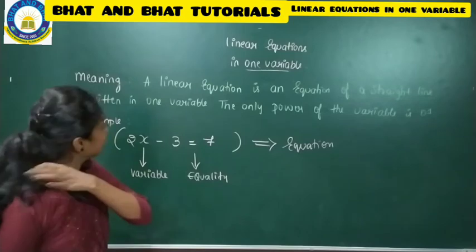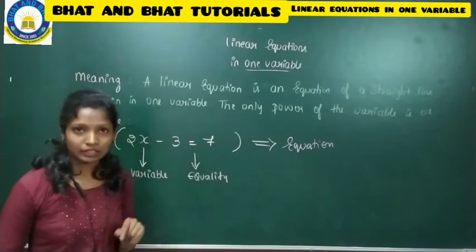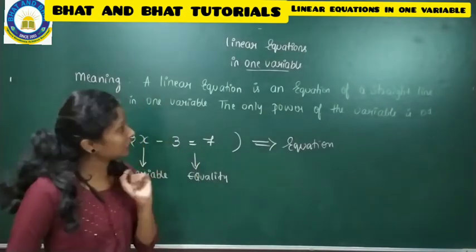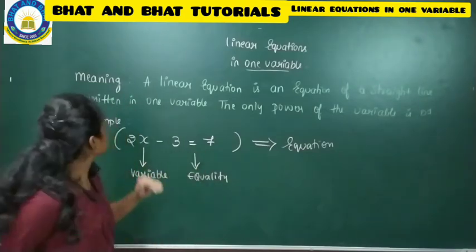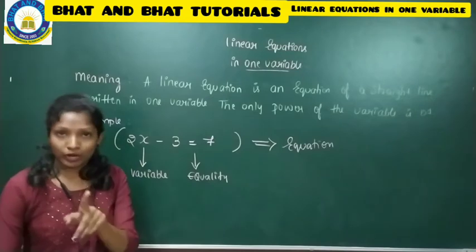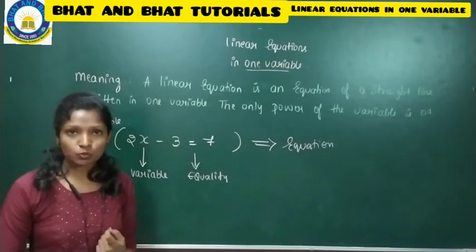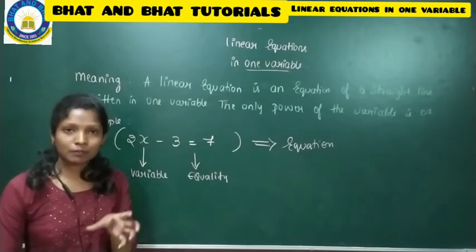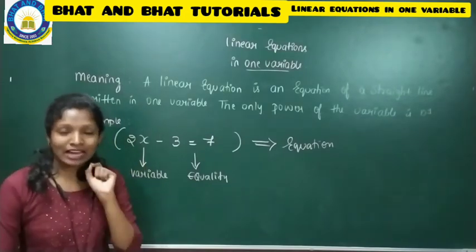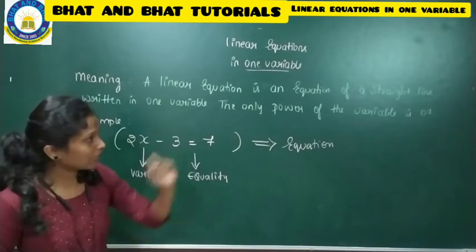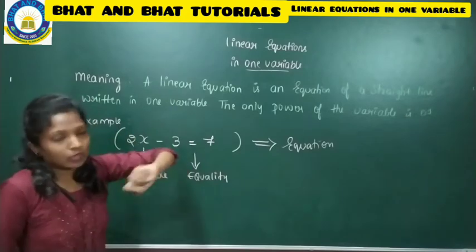The linear equation is an equation, and this linear equation is an equation of a straight line. It is written in one variable, where we write the equation with the usage of a variable. Ma'am, what is a variable? A variable is where you make use of alphabetical terms. Here you can see x. We have made use of x, where x is a variable. So only one variable can be used.